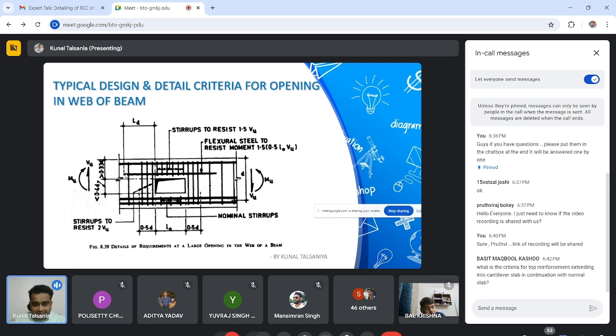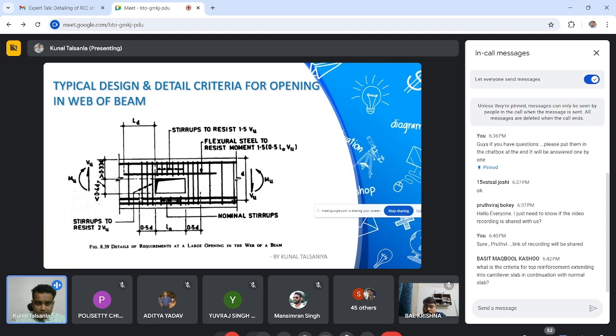This is the flexural steel you have to provide just above this cutout. So flexural steel to resist moment is equal to 1.5 times 0.5 L0 into Vu. This is nothing but force into distance, and that's why they have multiplied by 1.5 with the shear force, and 1.5 times with the moment. From that moment you can easily find the requirement of steel, but keep in mind that it is amplified by the 1.5 factor.